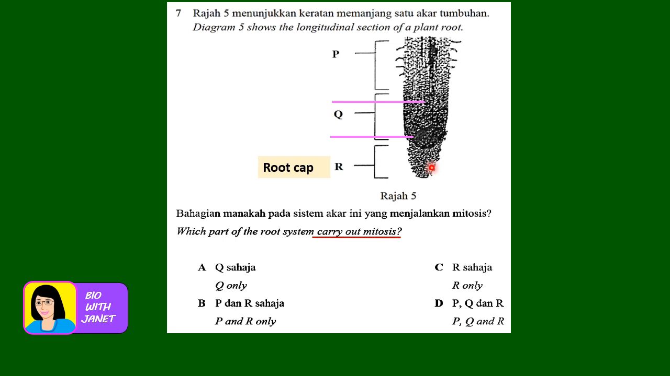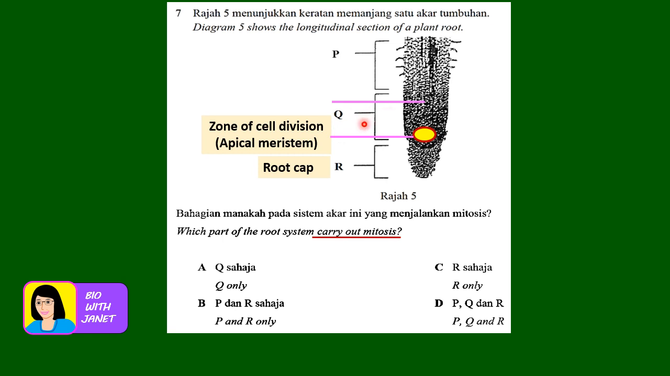So in Q we have two parts actually. The lower part, okay, the part that is colored yellow here, is actually the apical meristem, right at the root tip. This area is also called the zone of cell division, because the cells are dividing actively by mitosis, right, to produce new cells for the growth of the root. Okay, so your answer should be Q, right? But let's look at the other parts.